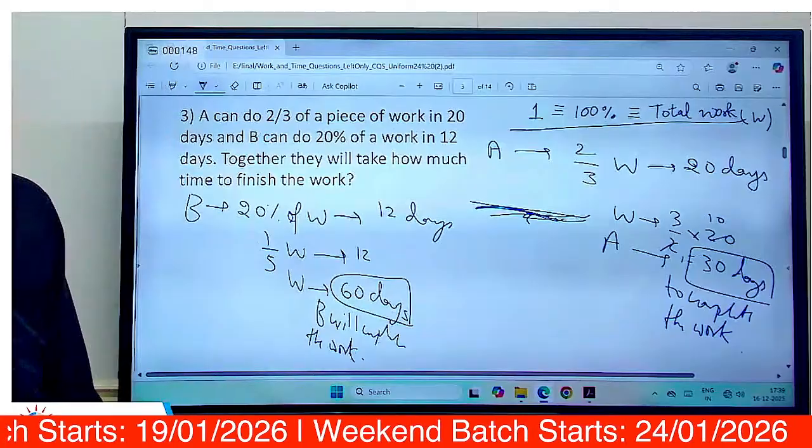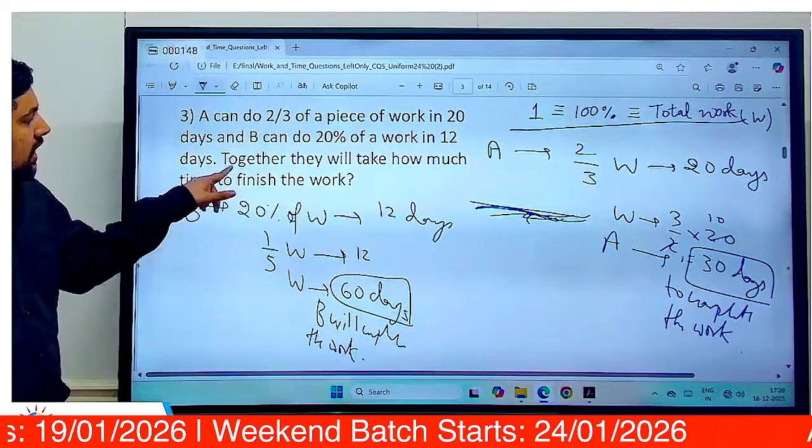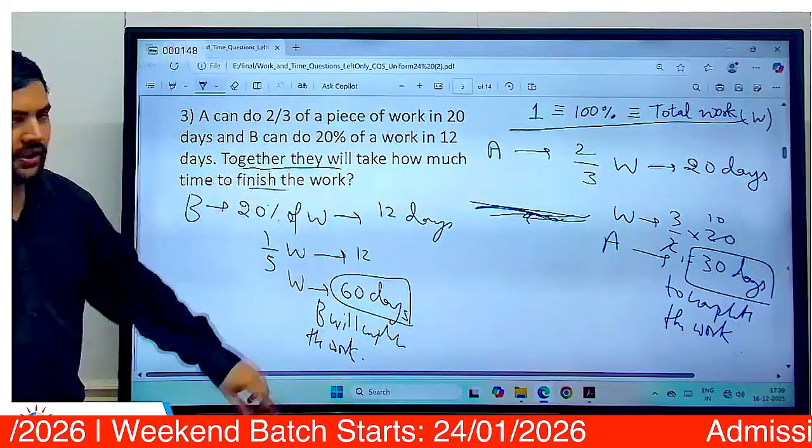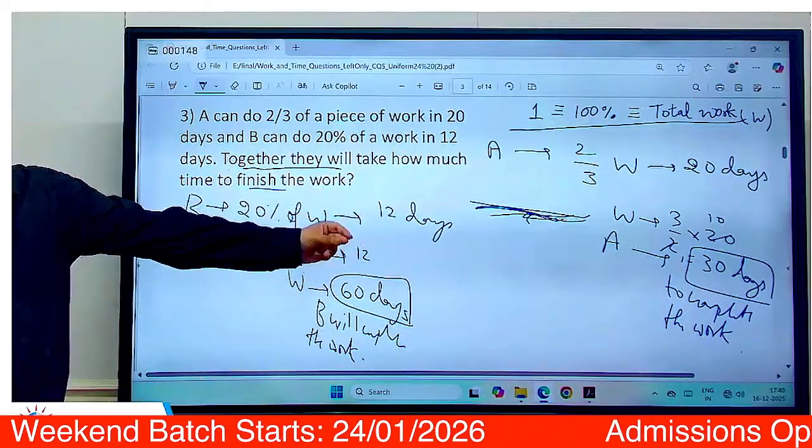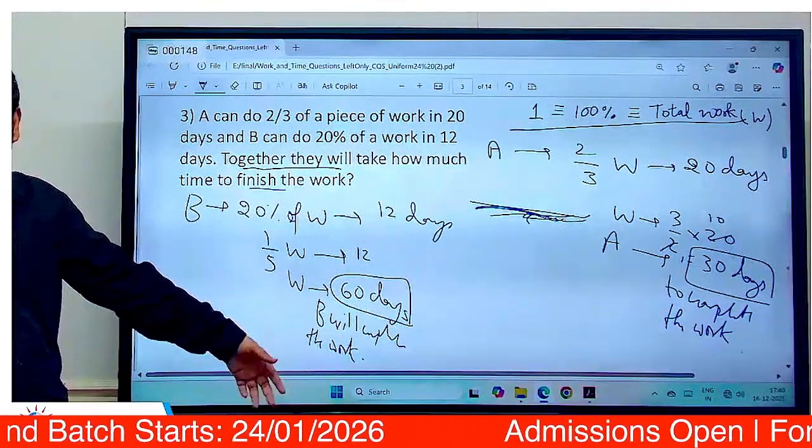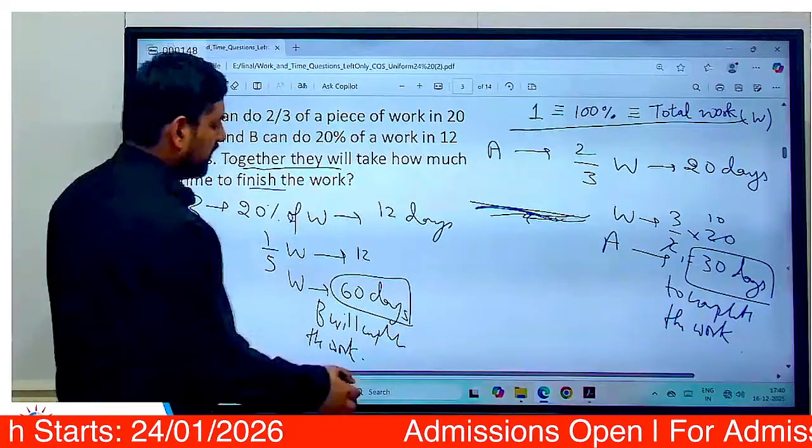Once you get both these figures, now it's a simple question, because it is asking how much time they will take together to finish the work. A can do it alone in 30 days, B can do it alone in 60 days. How much time will they take together? So very simple.